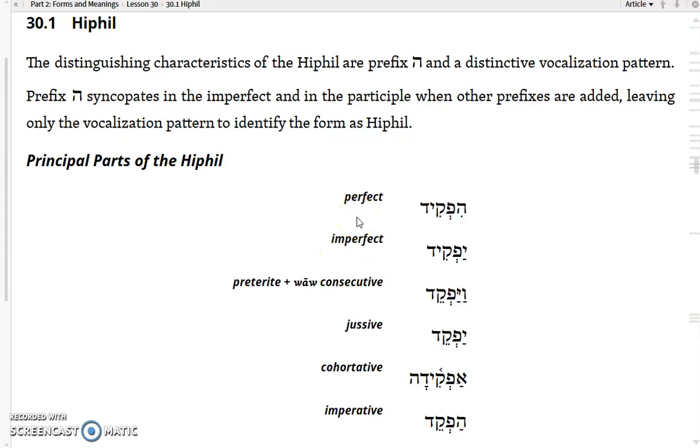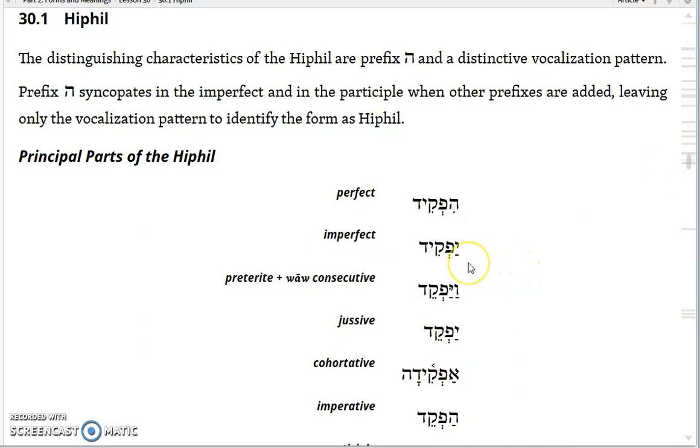So here it gives you the basic forms. You have the perfect. If you have paqad as your paradigm verb, it would be hifqid, which would mean he caused to appoint or something like that. And then there's the imperfect, which would be yafqid, which would mean he will cause to appoint or similar.